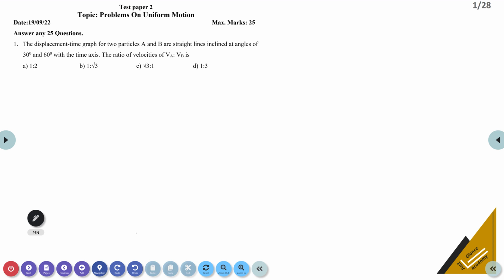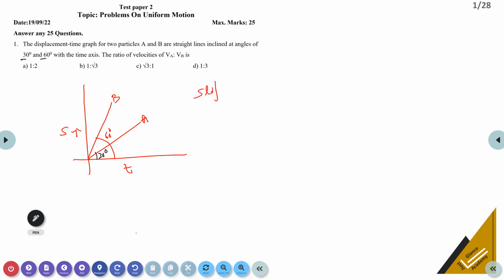The displacement time graph for two particles A and B are straight lines. These are S against, what, displacement. For two particles, one is A and another one is B. And both are making an angle of how much? 30 degree and 60 degree. This is 30 degree and particle B is making how much? 60 degree.